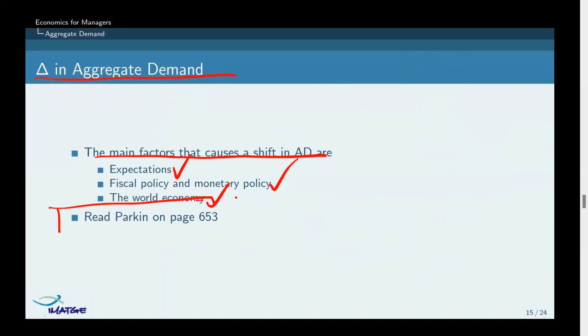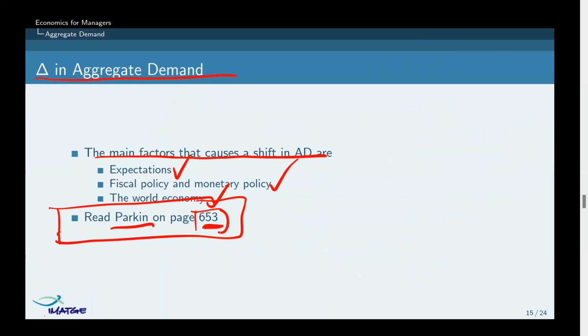That's why I was saying, if you want to read more about this chapter, just visit page 653. Around this page, maybe you can start the whole chapter if you are interested. Read for interest's sake regarding how expectations cause an increase in aggregate demand or a decrease in aggregate demand. How does fiscal policy and monetary policy affect the economy? How does the world economy? And when I say world economy, this is where we are looking at our exchange rate.